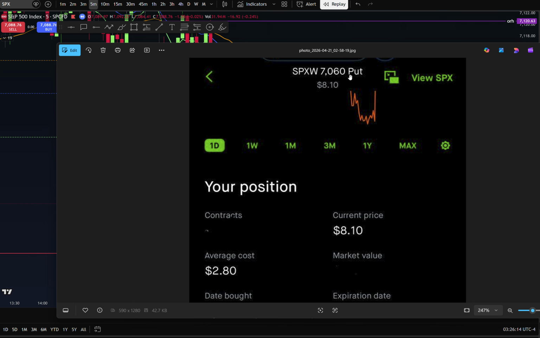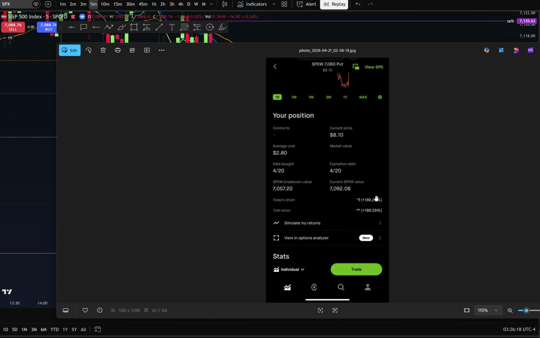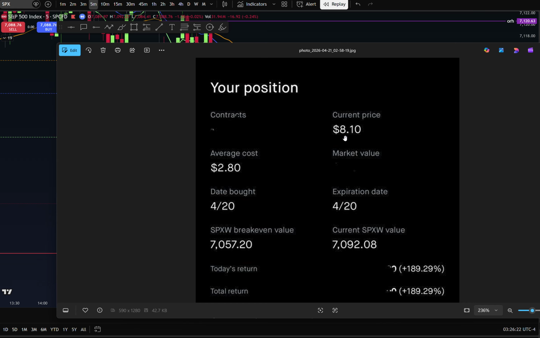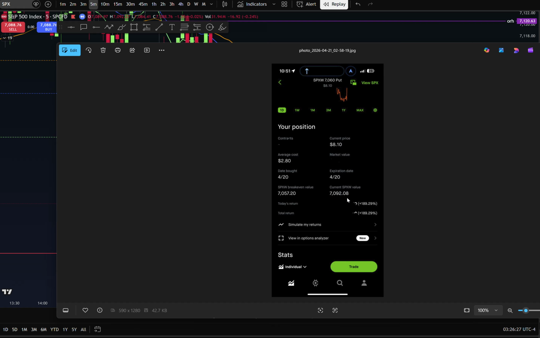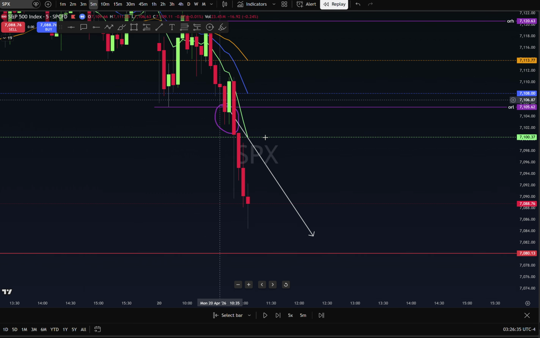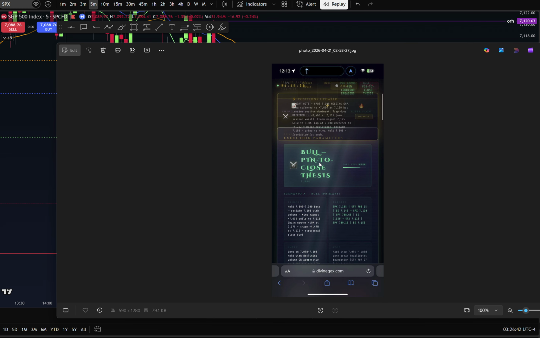This 7060 put. My average was 2.60, 2.80, and it went to 8.50, 8.40, I don't remember, but it went up a lot. But I ended up selling at, I think, 170, 175 percent or something like that. I sold it because it was very quick. And then let's see what happens after that.